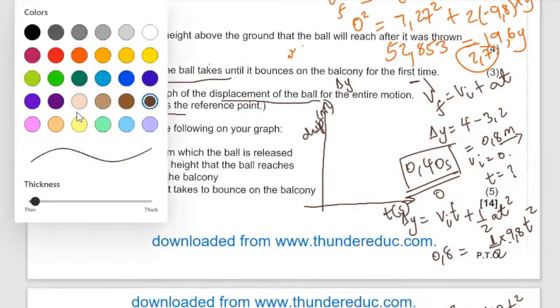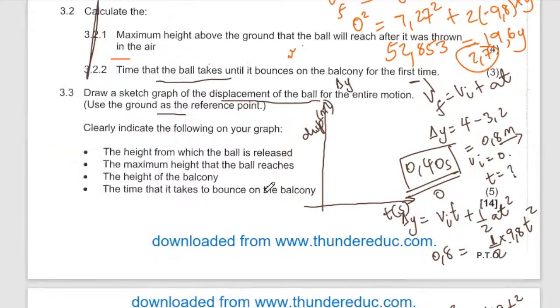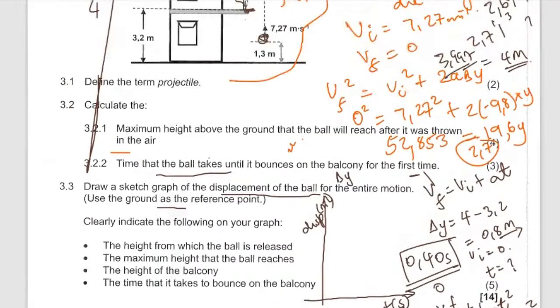Okay, so what we shall notice is that this ball is going to start at a height of 1.3 meters. Then it will go up, reach a maximum at a height of 4 meters. That's what we said. Then it will come down, after a certain time. It will bounce over that time that we just calculated, the 1.14.